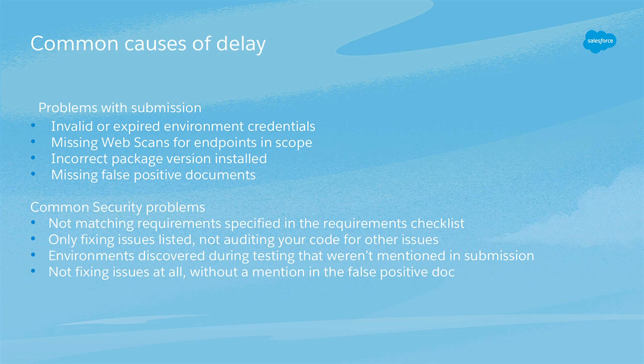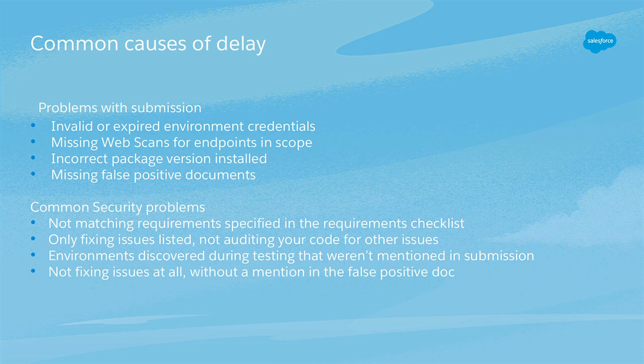Make sure that all your composite endpoints have a web scan. That when you're including that Heroku app, you give us a Zap or a Chimera scan. If you have the incorrect package version installed, let's say you submitted for security review under package version 1.0.1, and while you're waiting for the review to finish, you ship 1.0.2. We're going to have to stop and restart the review on 1.0.2. So make sure that once you submit for security review, you don't make any forward dev until it's complete. And lastly, any missing false positive documents.